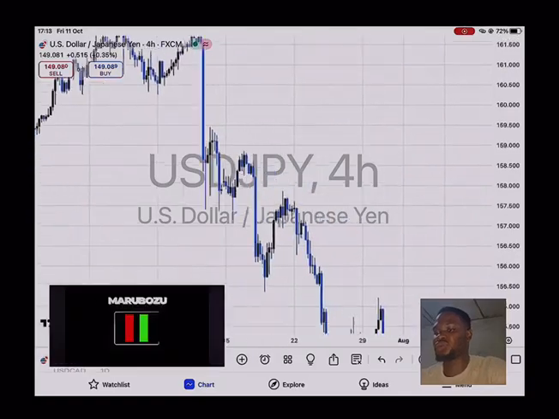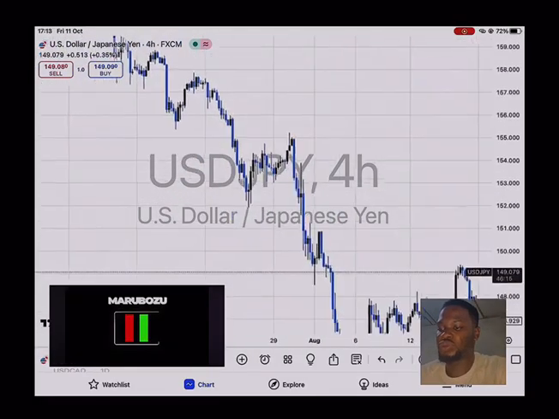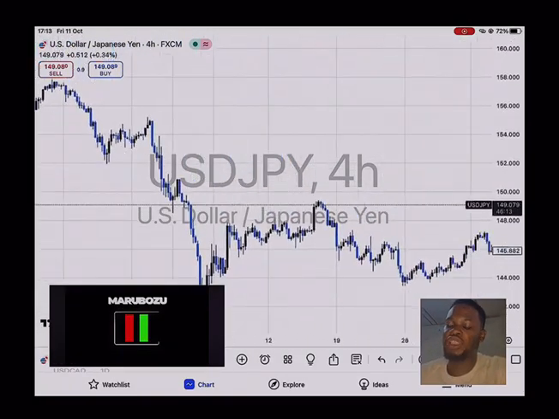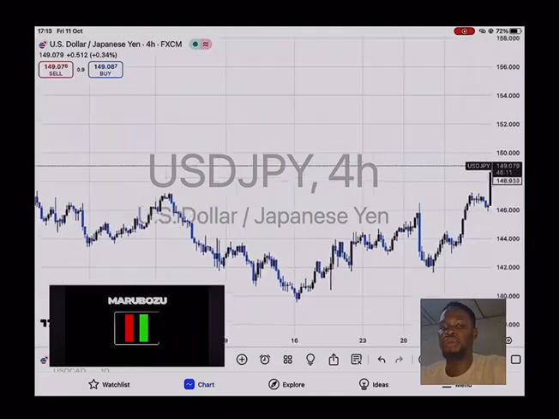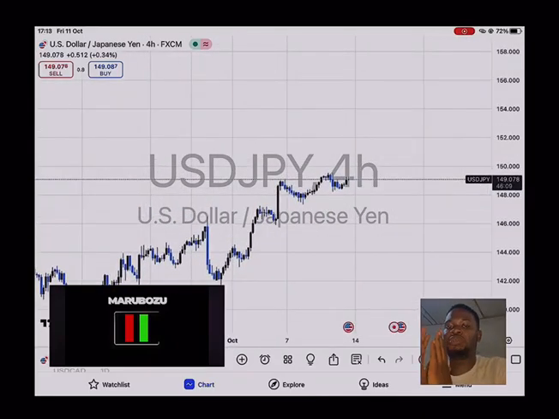Marubozu. A Marubozu is a candlestick pattern that closes above and below. It's a complete candlestick pattern. There is no rejection wick on this particular candlestick pattern. It's a full candlestick that closes both above and below.